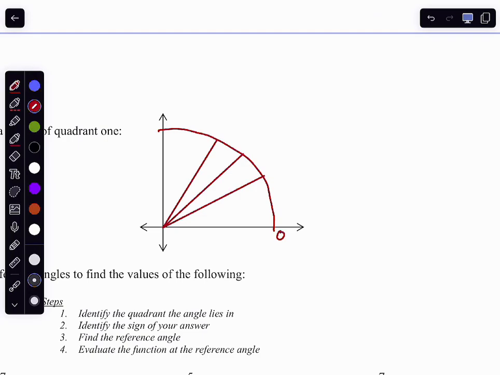So I'm going to put the degrees down. 0 degrees, 30 degrees, 45 degrees, 60 degrees, 90 degrees. And then I'm going to do radians. Like writing 0 radians, do you have to do that? Probably not.